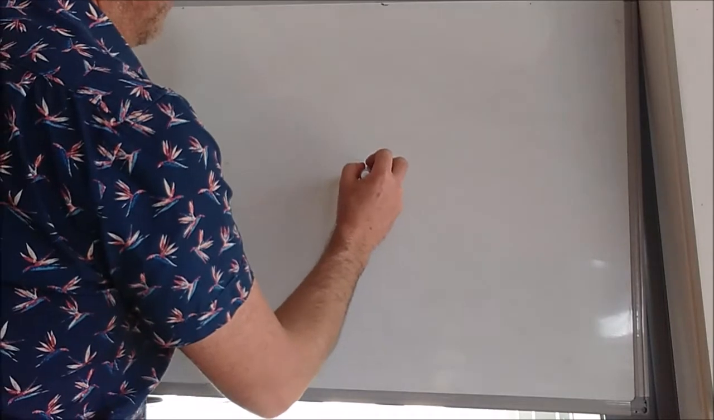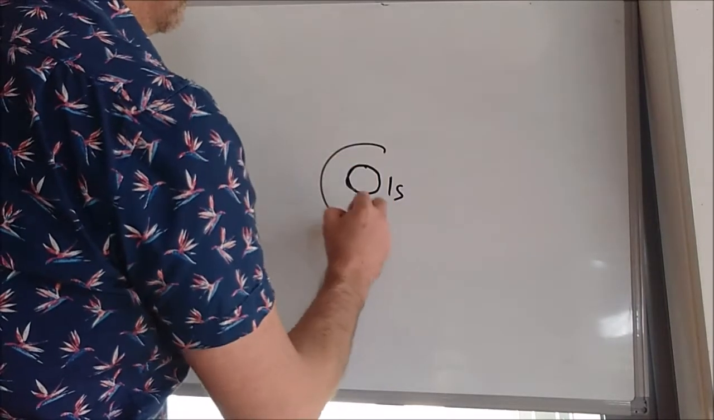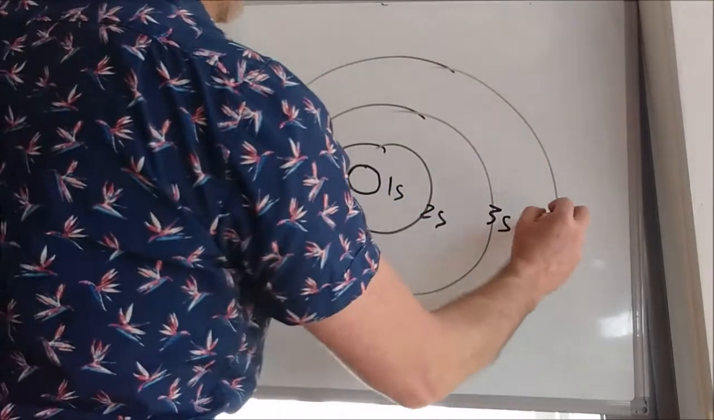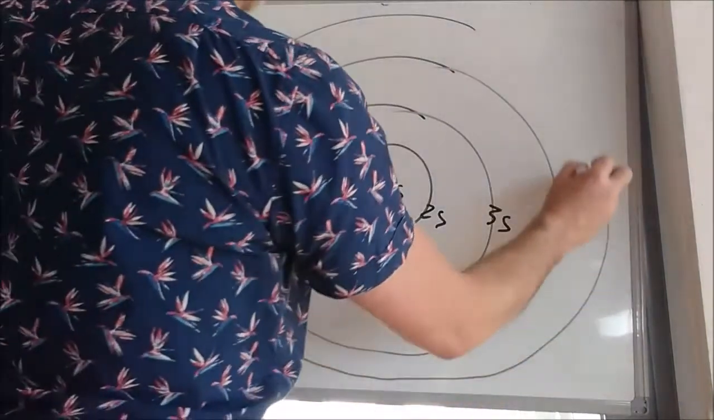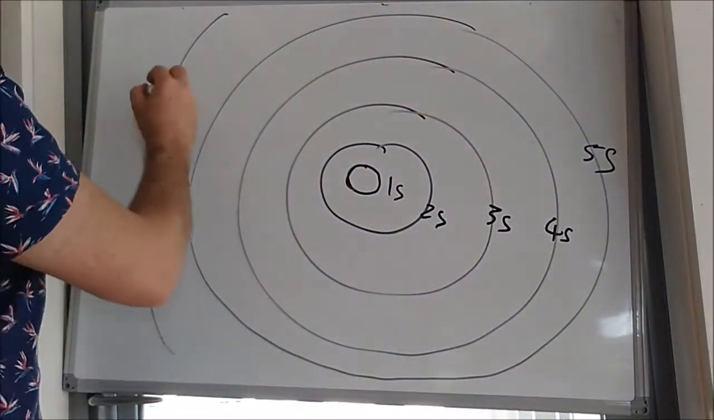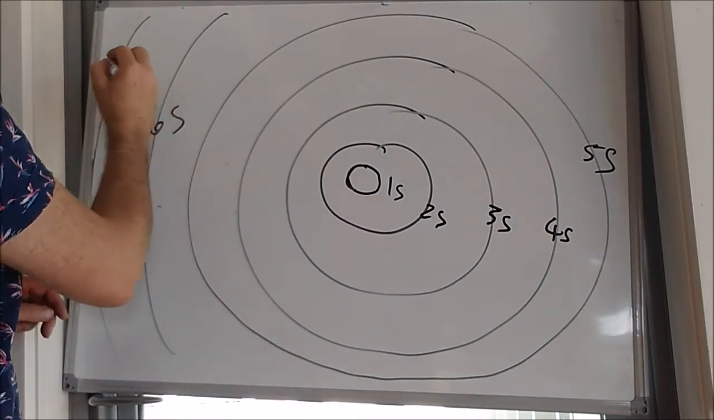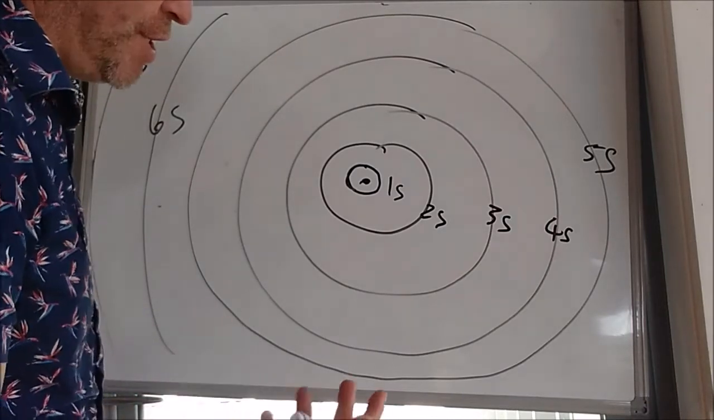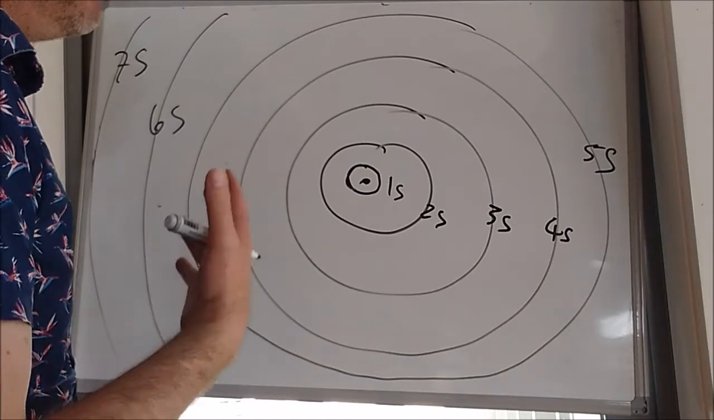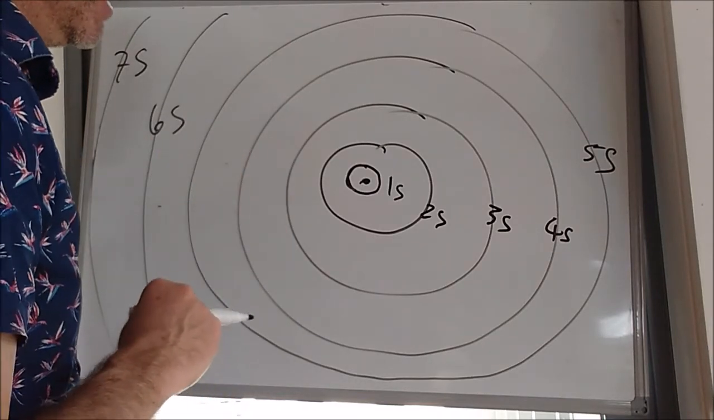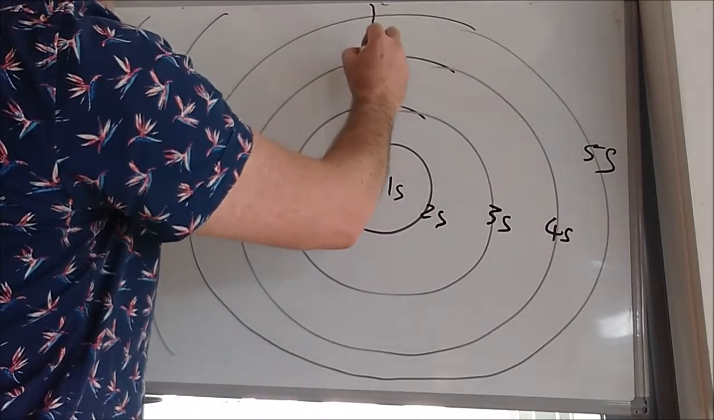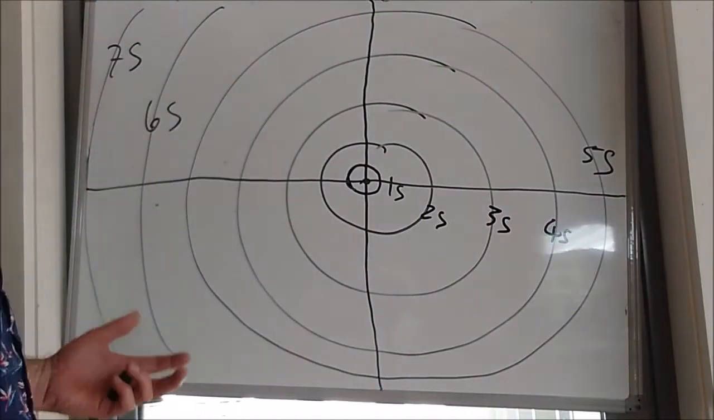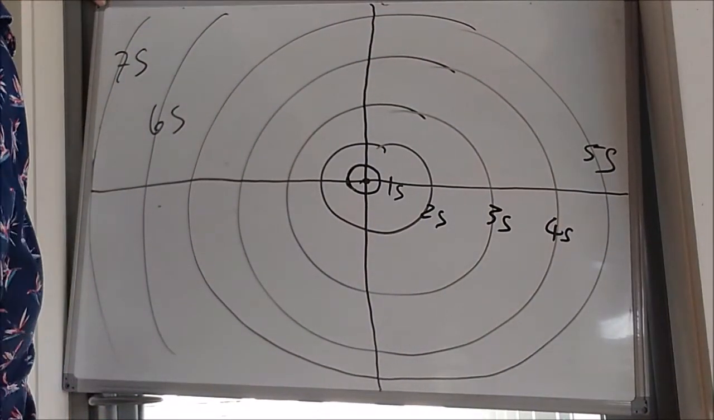So here we have 1s, 2s, 3s, 4s, 5s, 6s, 7s. The nucleus. Depending on temperature, pressure, the position of the electrons in that geometric state, which we can draw as a target, like a dartboard.